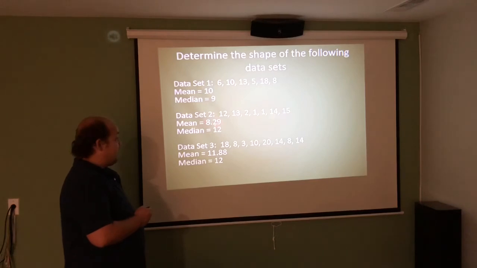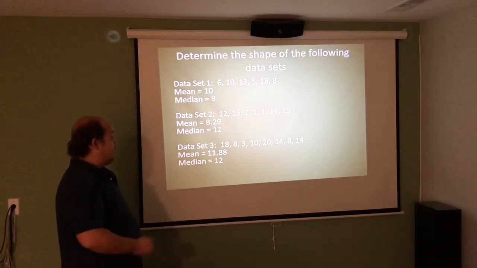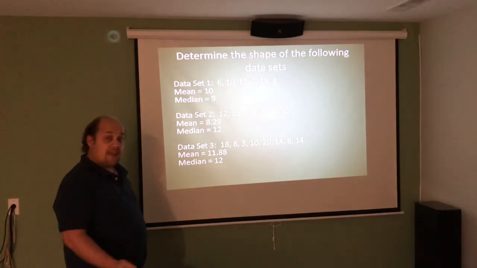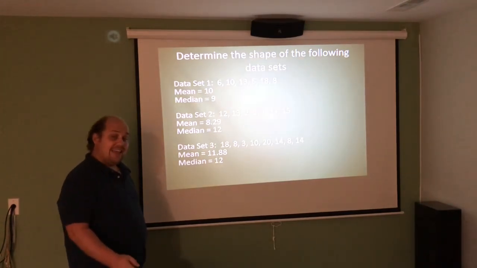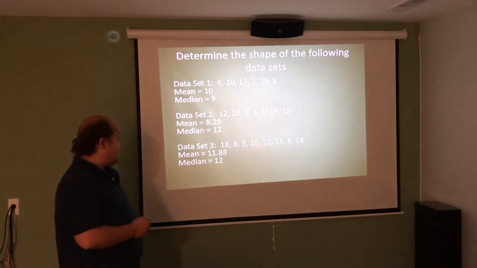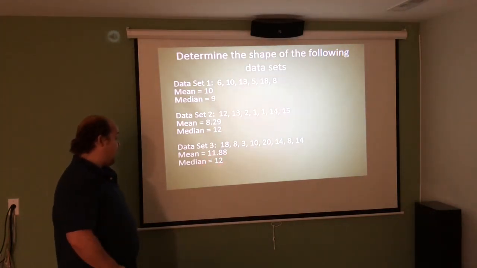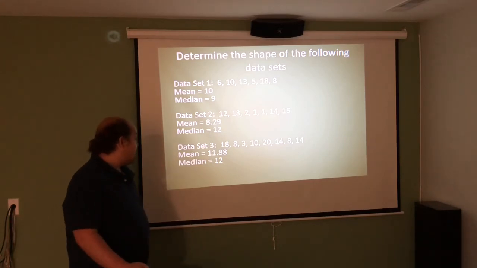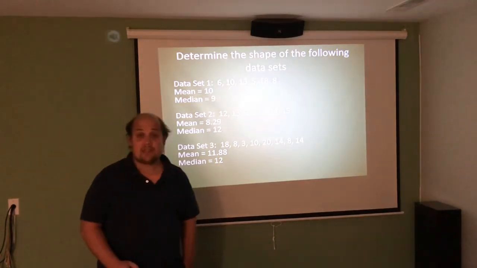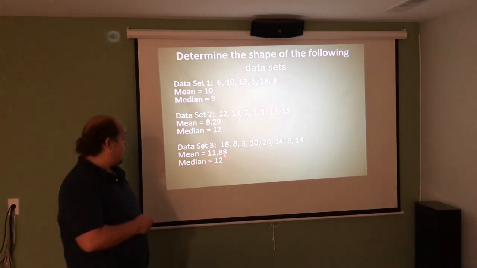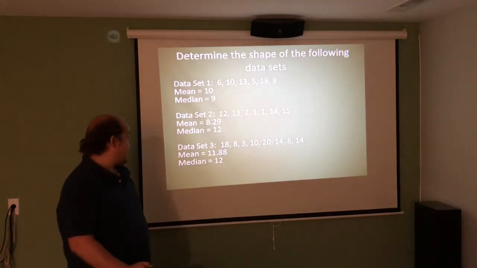Here we have a mean of 8.29, a median of 12. So this data set has a left skew. It has a left skew because the mean is less than the median. For the final data set, we have a mean of 11.88 and a median of 12. I'd be alright if you told me this has a slight left skew. That is correct. But truthfully, these are close enough that you'd probably report it as symmetric.